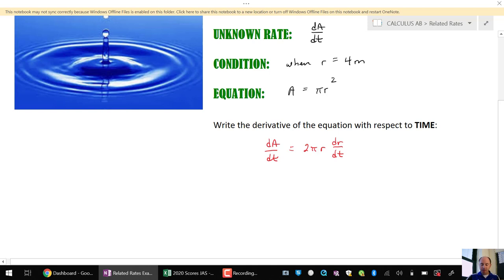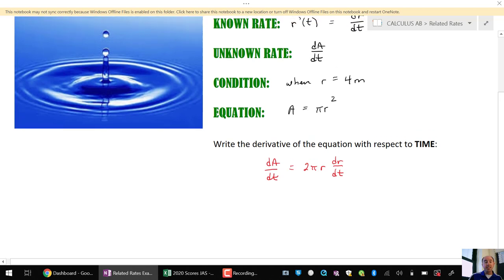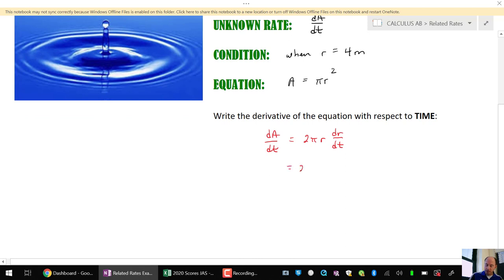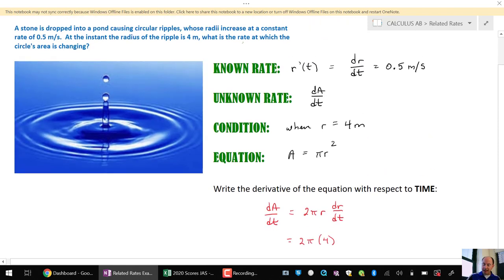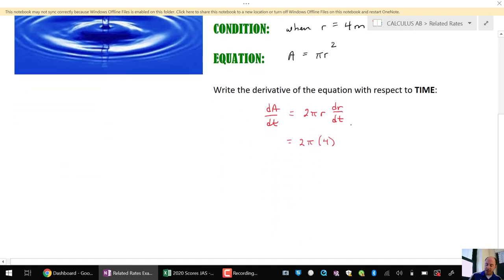Well, now let's plug in the various values that we know. We're hunting for the value of dA dt, so I'm solving for dA dt. At the instant that the radius is 4 is when I want to compute this rate. So 2 times pi times 4 times dr dt, which is the rate of change of the radius, and that was given as 0.5 meters per second.